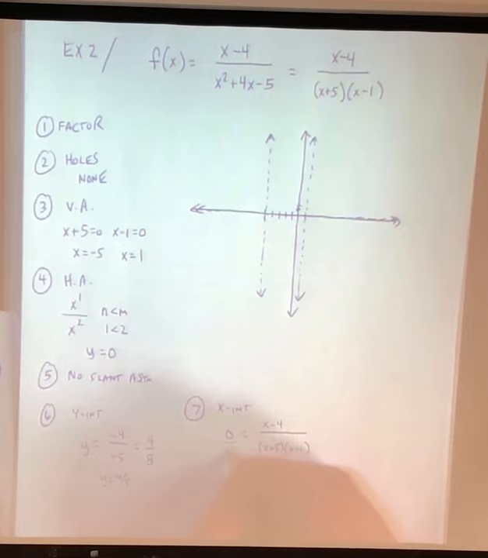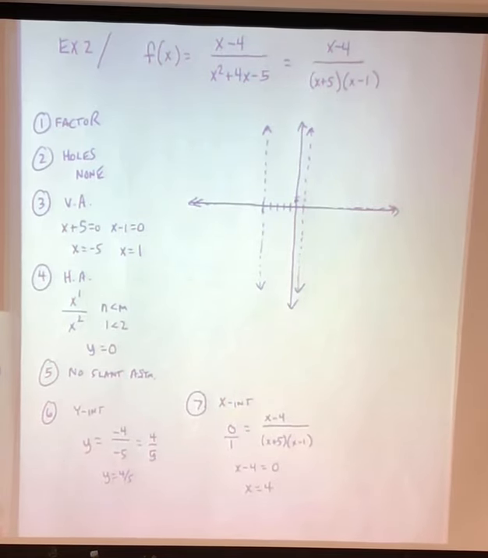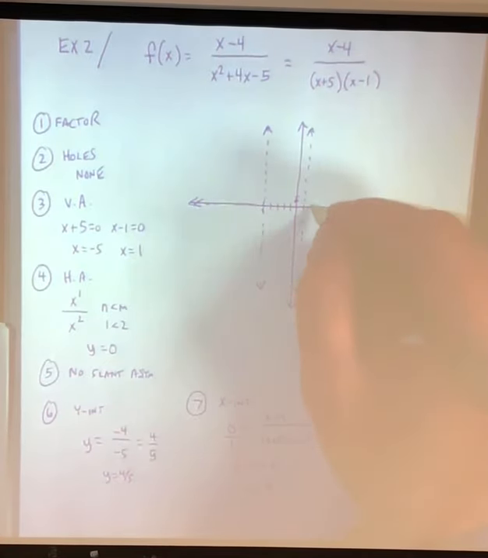I think of that just being 0 over 1. So basically you're going to get x minus 4 equals 0. So our x-intercept is going to be 4. So if I count over 1, 2, 3, 4, that's where it's going to cross.